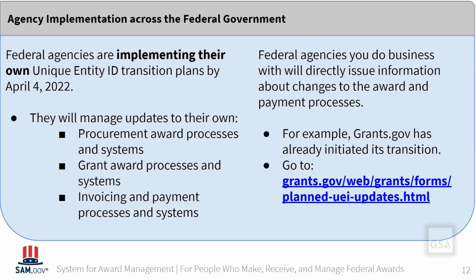For any federal agency that you do business with directly, we ask that you reach out to that agency about the changes to the award and payment process. We have an example here: grants.gov has had their plan for the transition for a while now. We put there the link to the grants.gov website and their planned UEI updates, with timelines and how they're going to switch their system over to the UEI SAM.